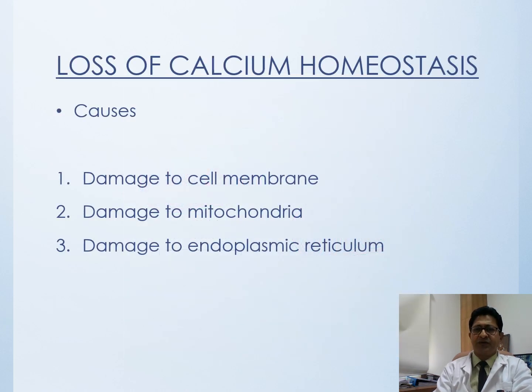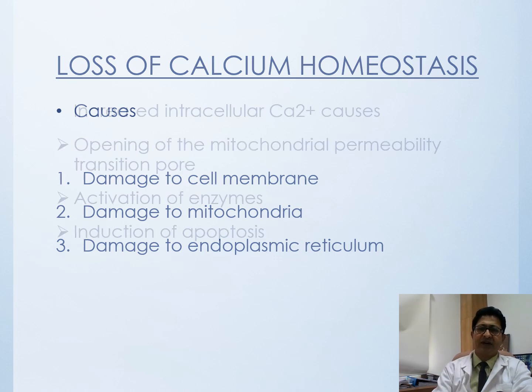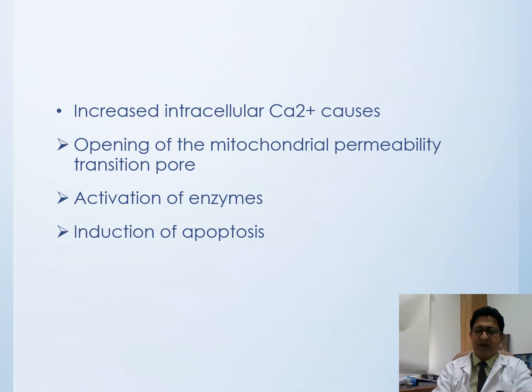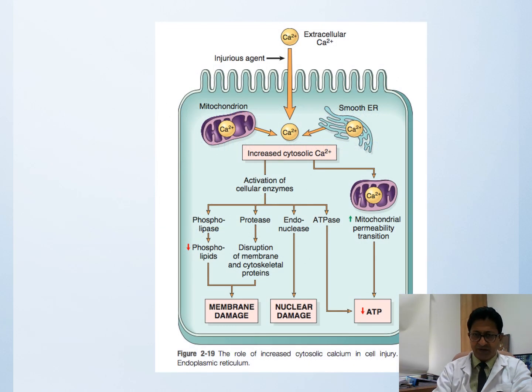Now, what happens due to loss of calcium homeostasis? What could be the causes of that? The cause could be damage to the cell membrane, damage to mitochondria, and damage to the endoplasmic reticulum. Along with that, there can be increased intracellular calcium and opening of the mitochondrial permeability transition pore, due to which there can be an activation of enzymes and induction of apoptosis, what we saw in the previous slide.